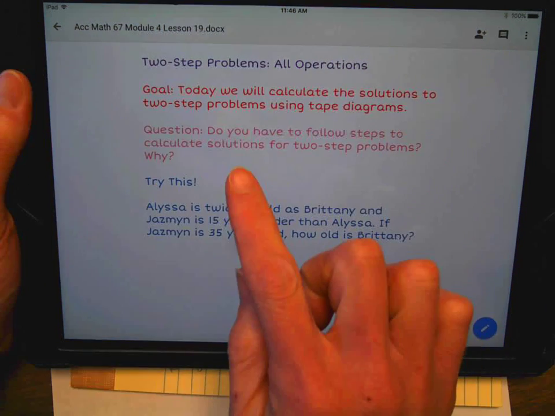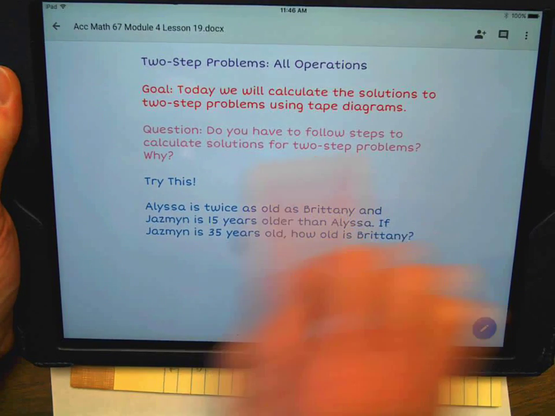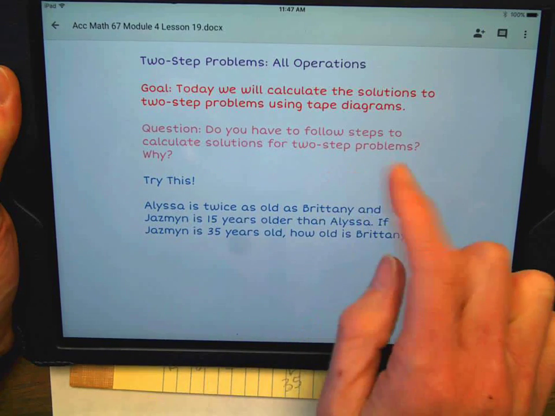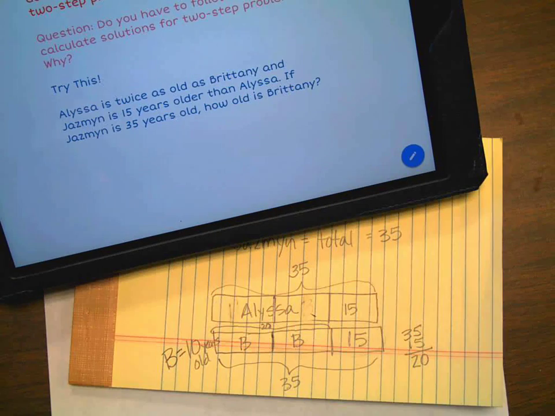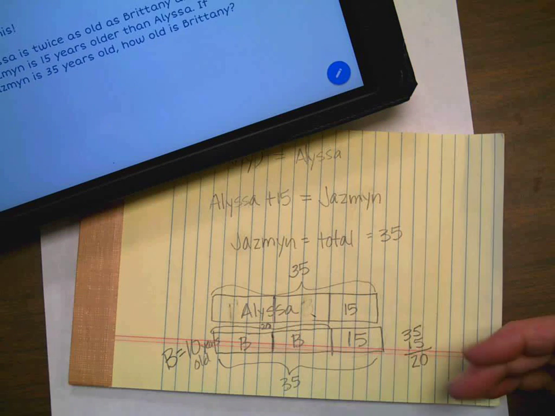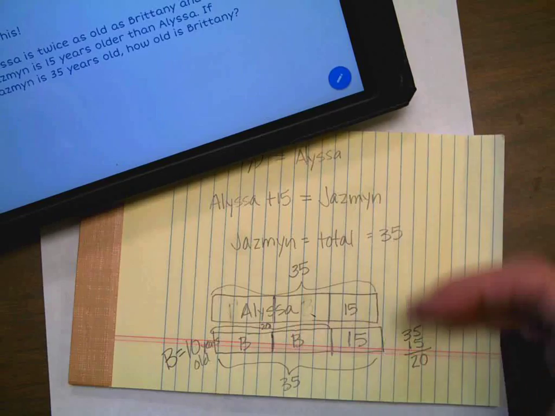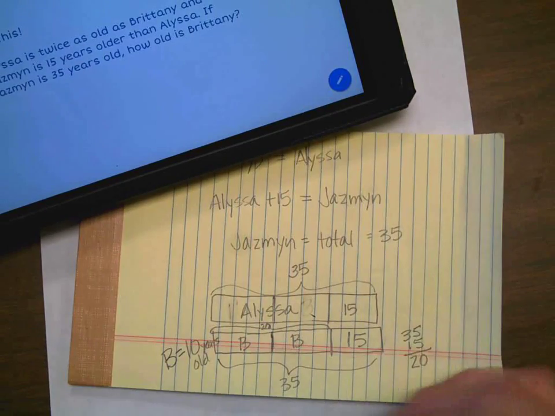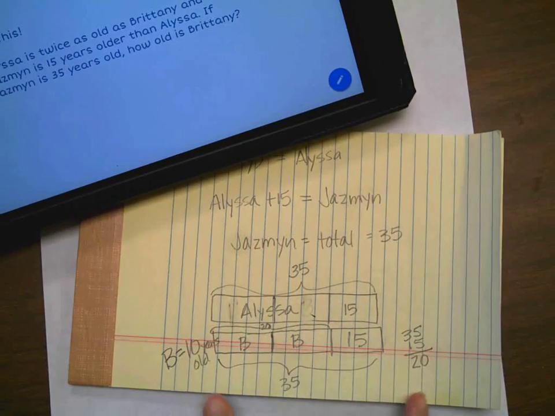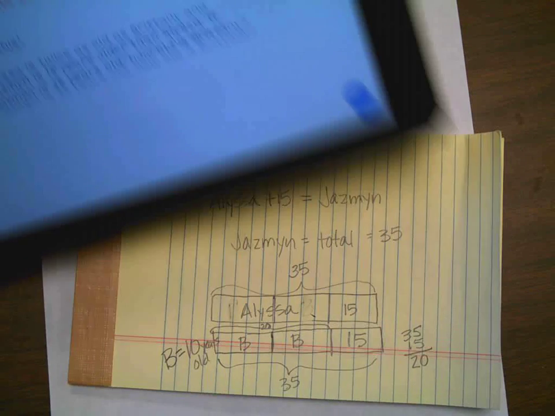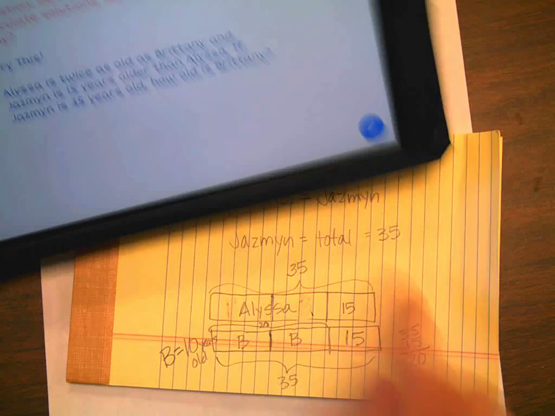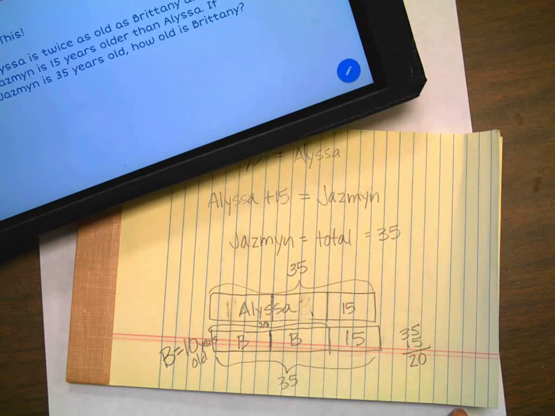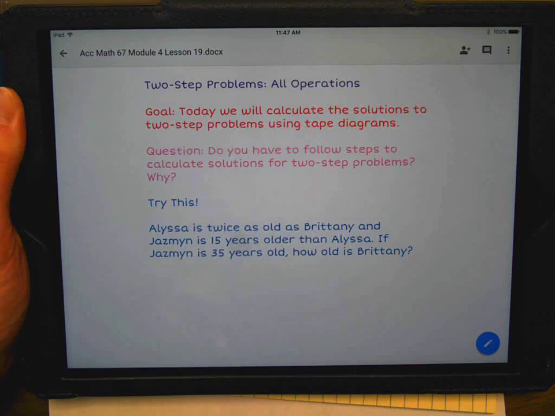Okay? Then the question that I wanted you to be thinking about is, do you have to follow steps to calculate solutions for two-step problems, and why? My answer is yes, you would have to follow steps because we have to lay out the information the way it's given to us. And if we follow those steps the way it's given to us, it's very clear to see how to get to the answer that we're seeking. So that would be the answer why. The order in which we are figuring things out is a lot more helpful if you follow the steps. Okay? And that's all I have.